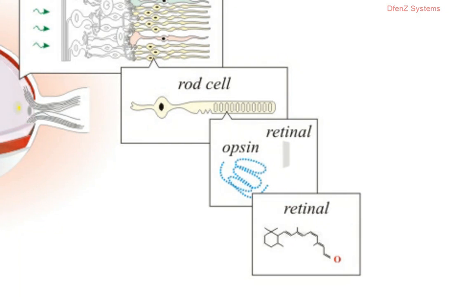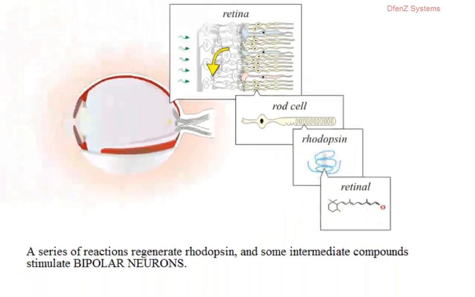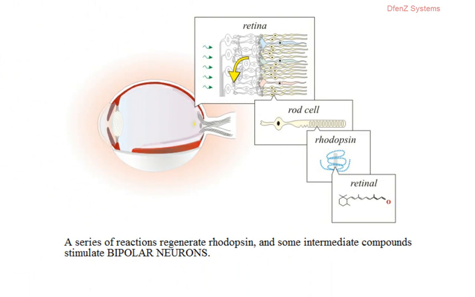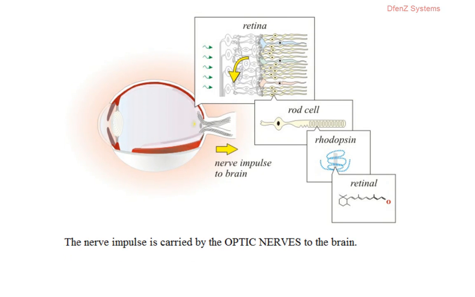When light falls on retina, retinal changes its shape and separates from opsin. Regeneration of rhodopsin stimulates nerve impulses. This impulse is carried by optic nerves to the brain.